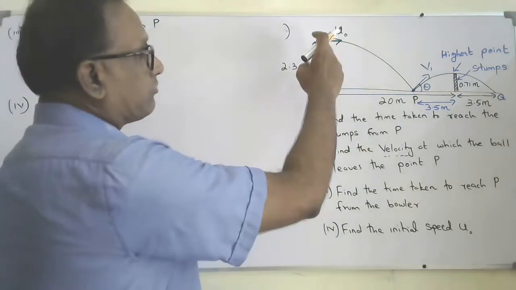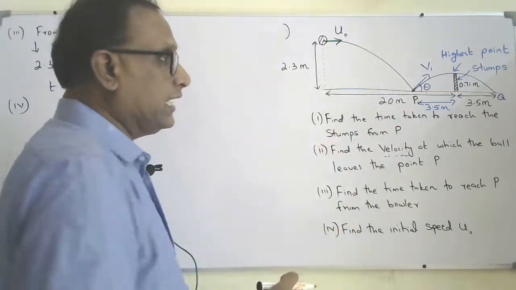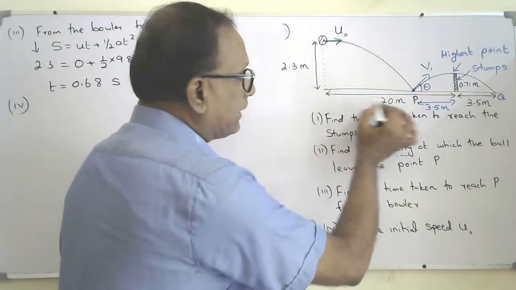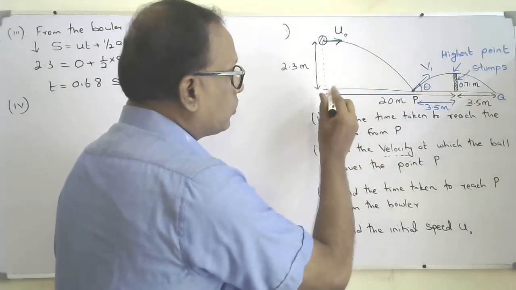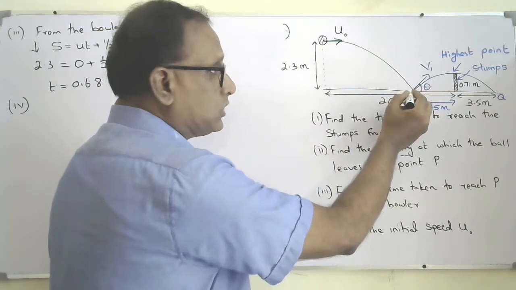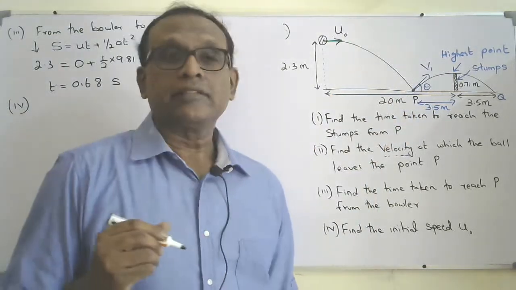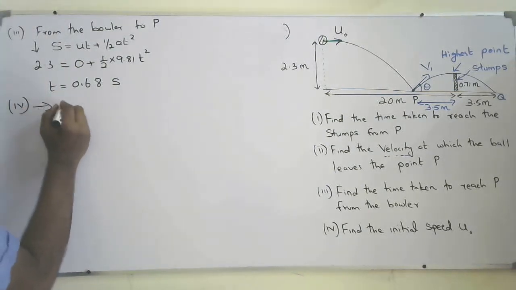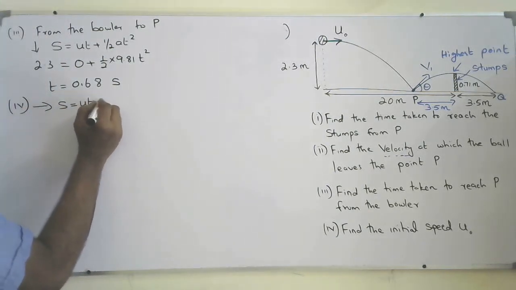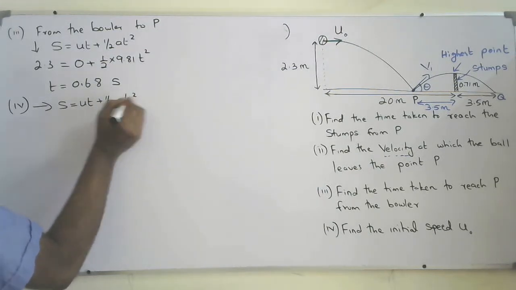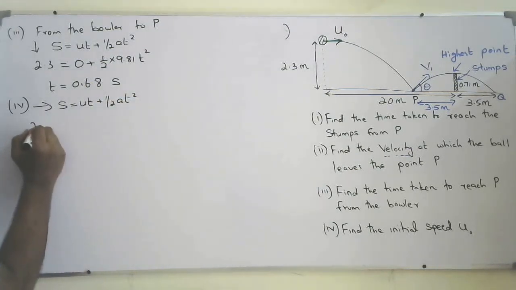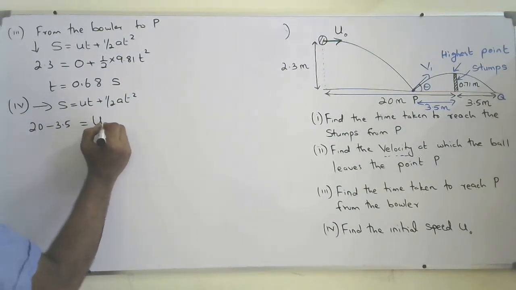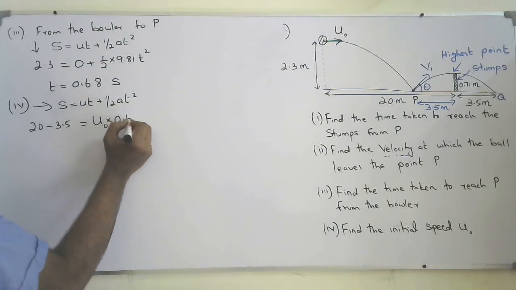So consider the motion from the bowler to P horizontally. From the position of the bowler to the stumps is 20 meters. This is 3.5. So from the position of the bowler to P will be 20 minus 3.5, that will be 16.5 meters. So horizontally use S equal ut plus half at squared. S is 20 minus 3.5 equal to initial speed u0 into time, 0.68.